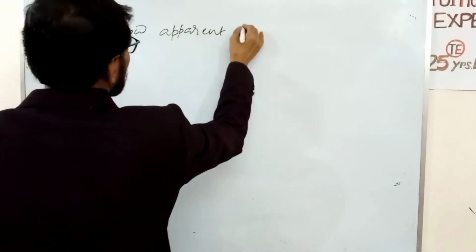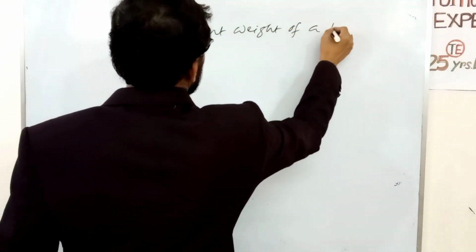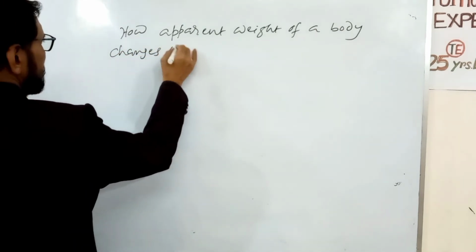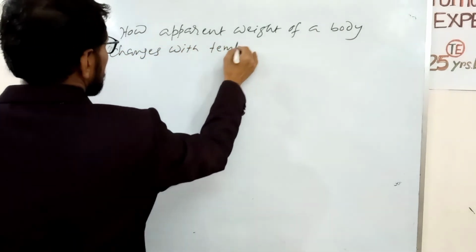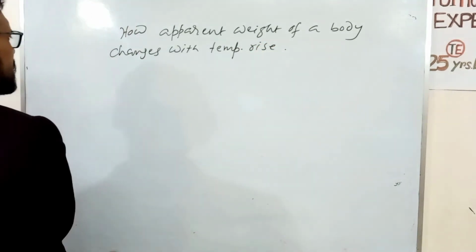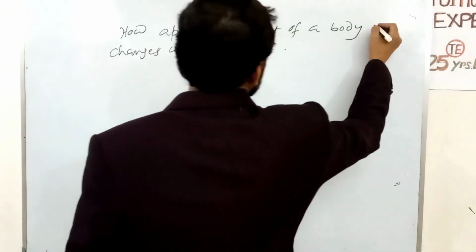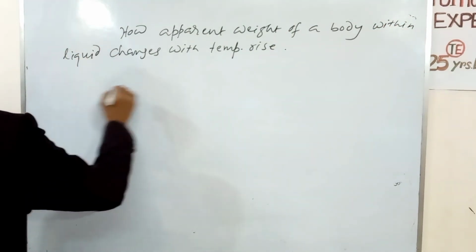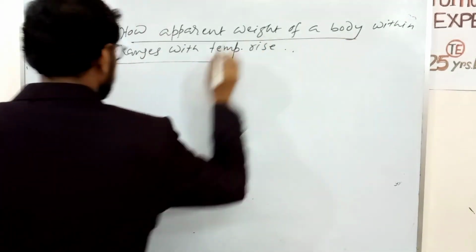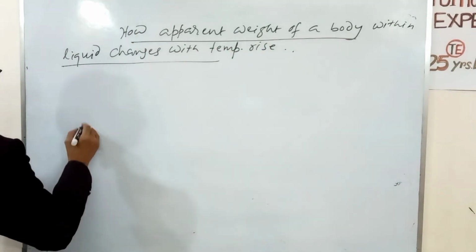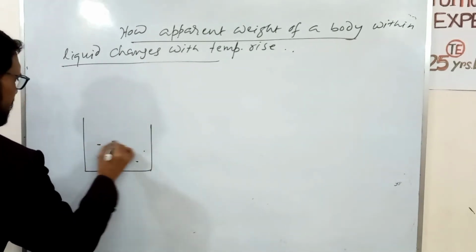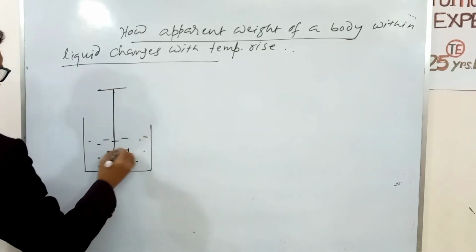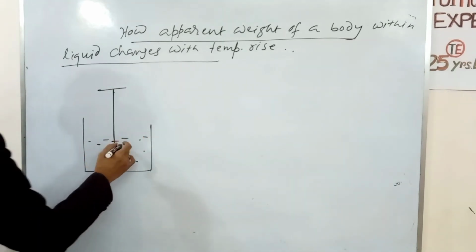How does the apparent weight of a body within a liquid change with temperature rise? Suppose this is a container, some liquid is present here, and a body is immersed and suspended within this liquid.